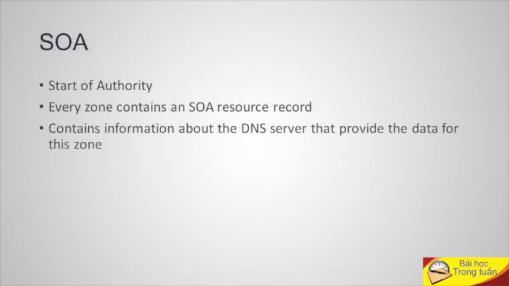The first type is an SOA, or Start of Authority, resource record. Every zone contains an SOA resource record at the beginning of the zone. The SOA resource record contains information about the DNS server that has provided the data for that particular zone.